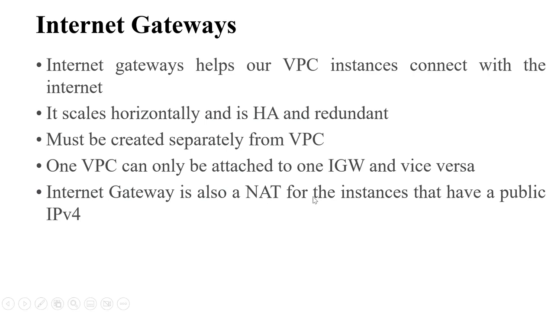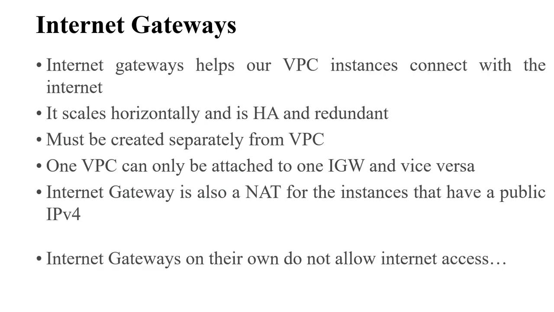The internet gateway is also a NAT for the instances that have a public IPv4. It works as a NAT interface for IPv4 addresses. Internet gateways on their own do not allow internet access. The routing tables must also be edited. If we just create an internet gateway and attach it to the VPC, we don't get internet directly to the EC2 instances. We need to define routing tables.